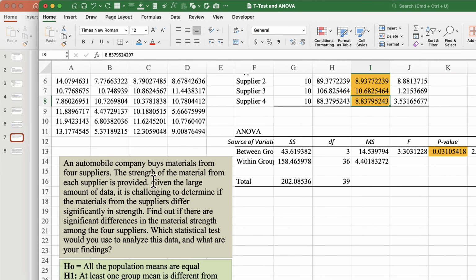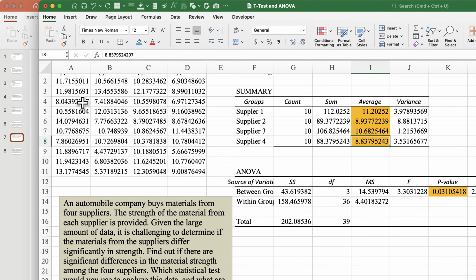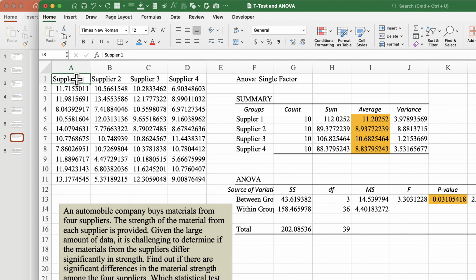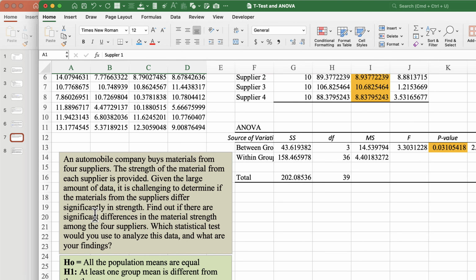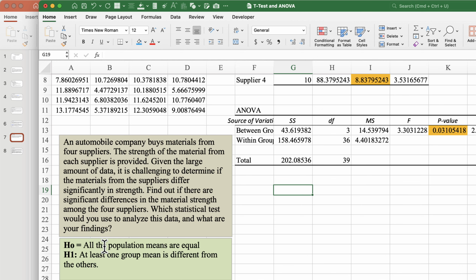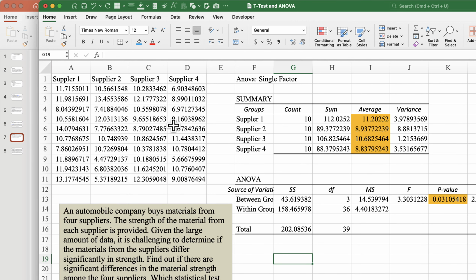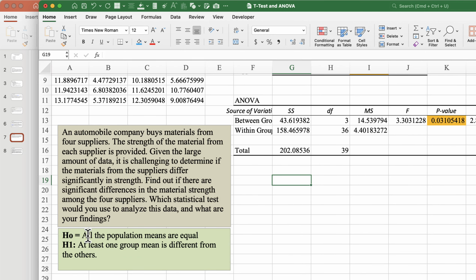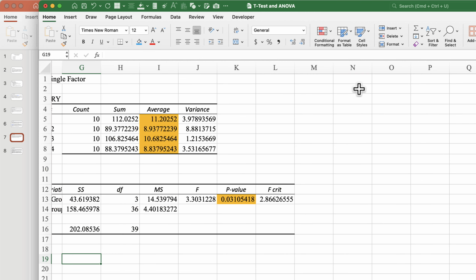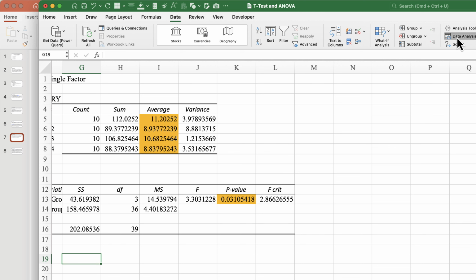Here's an example. An automobile company buys material from 4 different suppliers. The strength of the material from each supplier is provided. So we have the strength of material from supplier 1, 2, 3 and 4. Find out if there are significant differences in the material strength among the 4 suppliers. Our null hypothesis would be that all the population means are equal, which means the status quo approach, there is not any difference in the mean strength of material from different suppliers. And the alternative hypothesis would be exactly the opposite of this one, which means at least one group mean is different from the others.